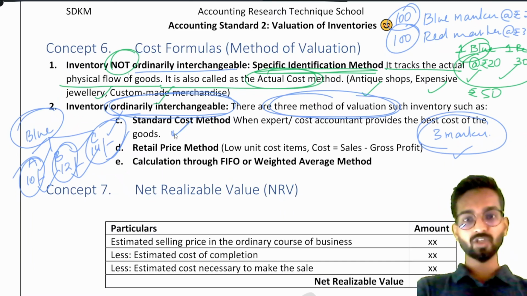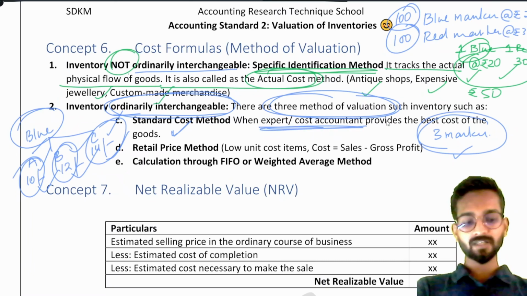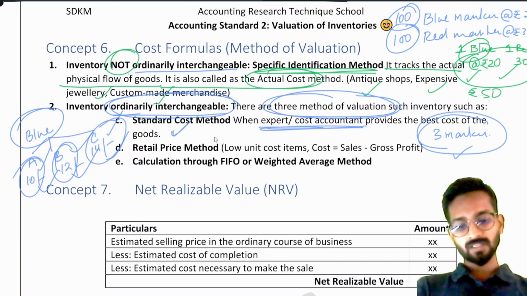The first priority you will give to the standard cost method, when an expert or the cost accountant provides the best cost of the good. You will hire an expert and he will tell you what should be the cost. Second is retail price. It means the cost will be sales minus gross profit.